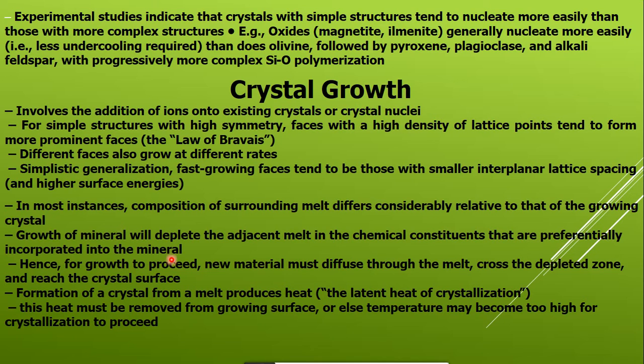Hence, for growth to proceed, new material must diffuse through the melt, cross the depleted zone and reach the crystal surface. Formation of a crystal from a melt produces heat, that is the latent heat of crystallization. This heat must be removed from the growing surface or else the temperature may become too high for crystallization to proceed.